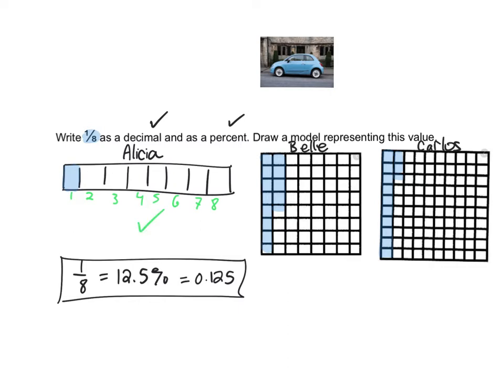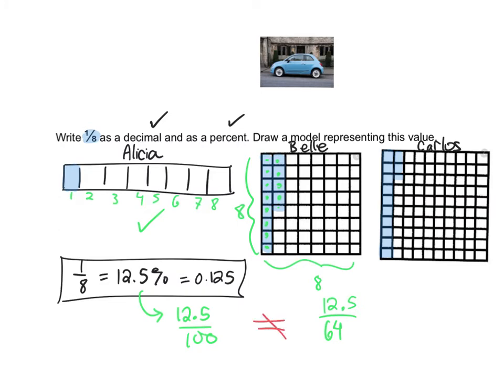Now let's look at Belle's model. I see that she has an 8 by 8 grid here, so that's a total of 64 squares, and she has shaded 1, 2, 3, 4, 5, 6, 7, 8, 9, 10, 11, 12.5. So she's shaded 12.5 out of 64. Now remember that our percent, 12.5%, is the same as a ratio out of 100. So that's 12.5 out of 100. 12.5 out of 100 is not the same as 12.5 out of 64. So Belle's model is not correct.